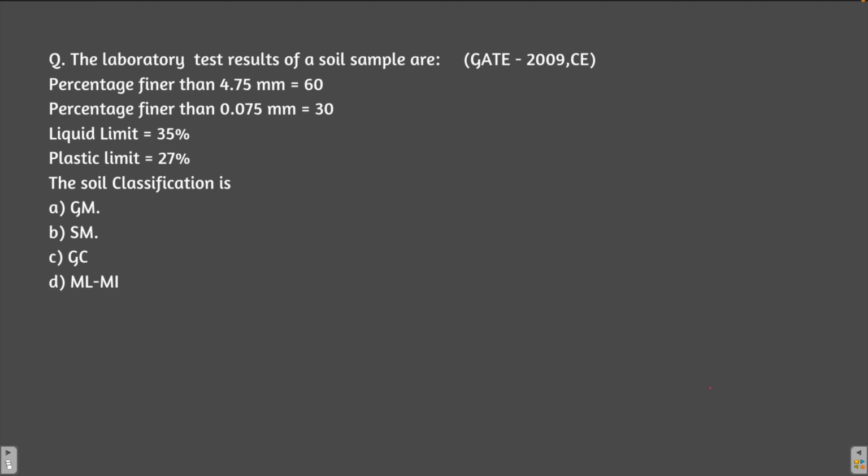The first question says that the laboratory test results of a soil sample are: percentage finer than 4.75 millimeter is 60% and percentage finer than 0.075 millimeter is 30%. The liquid limit of the soil is 35% and the plastic limit of the soil is 27%. And the soil classification is, the four options are given. This question was asked in the year 2009 in the GATE examination.